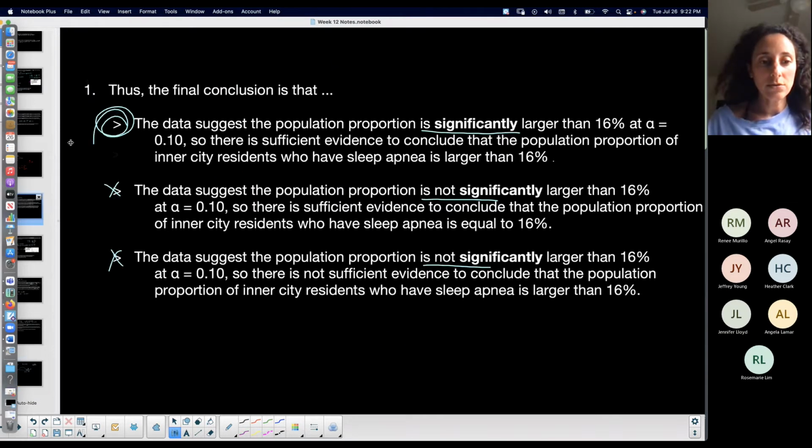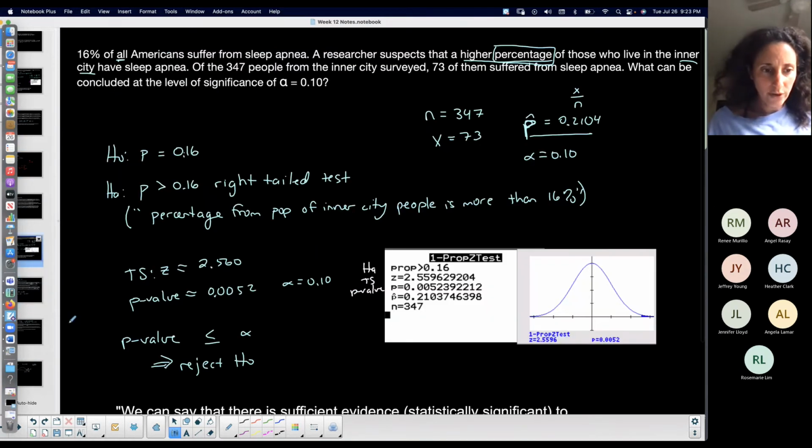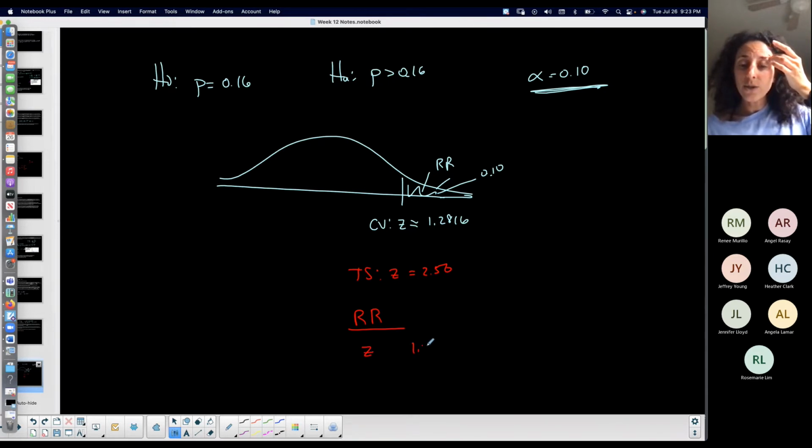So at the end of the day, when I go to my test statistic, which was, where is it? This, 2.56. My test statistic was 2.56, which is bigger than this. And by the way, if I want to represent the rejection region, I would say Z greater than 1.2816. Where's the rejection region compared to the critical value? Is it to the right, to the left? Where is it? To the right.